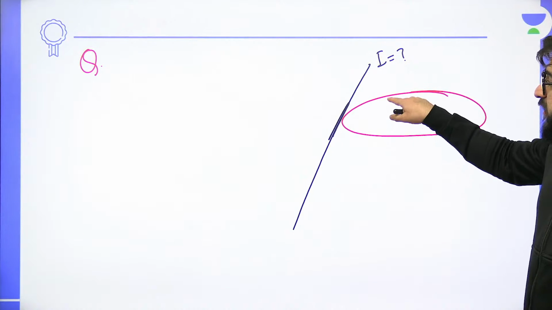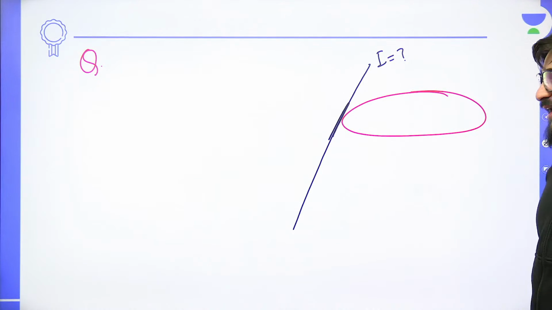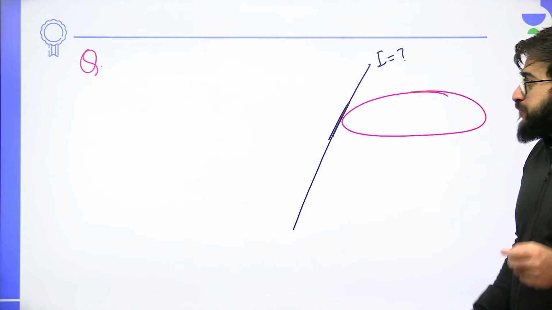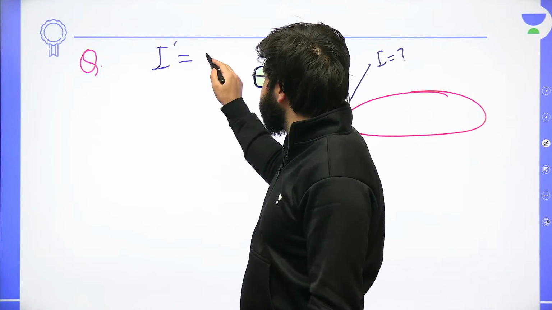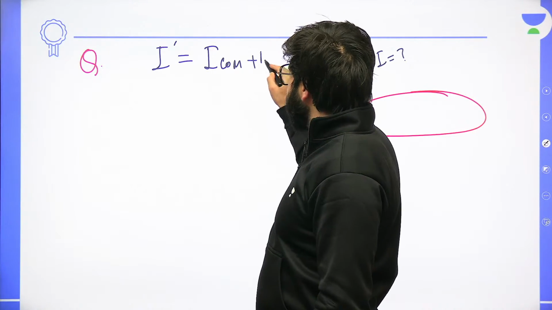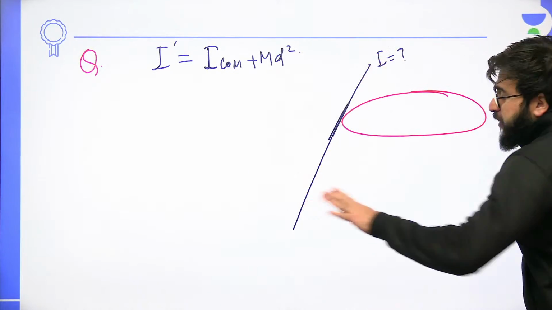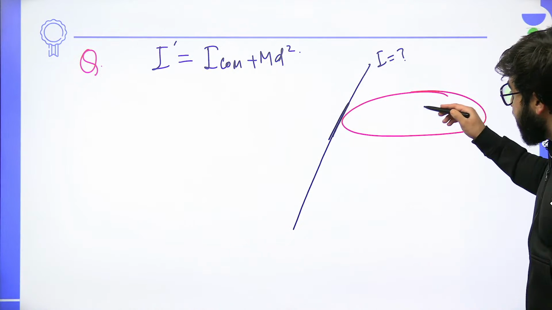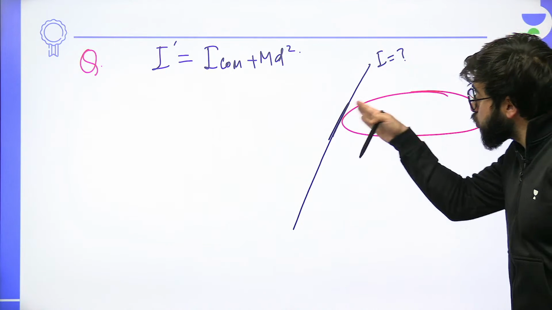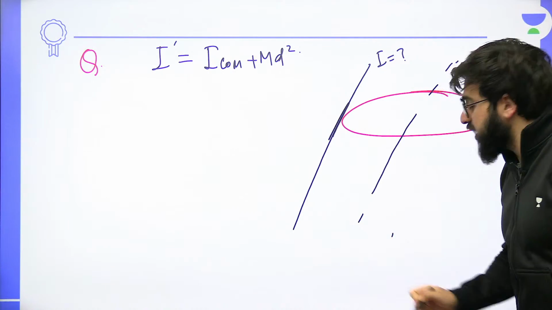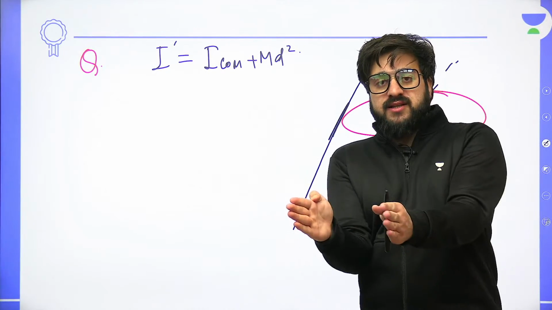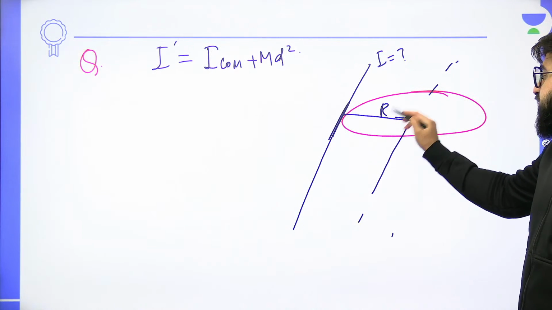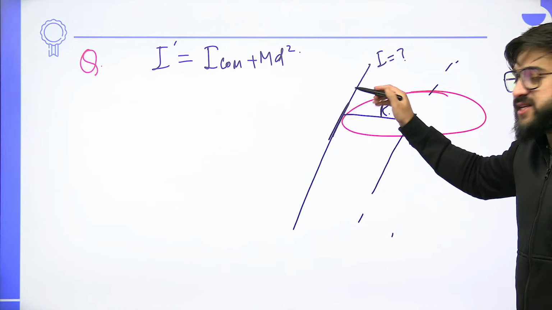Here, we will have to use both the perpendicular axis theorem as well as the parallel axis theorem. If we are supposed to use the parallel axis theorem, then it says I dash, about this axis, is equal to I_COM plus M D square. If you want to find the moment of inertia about this axis, you should know the moment of inertia about an axis passing through its center of mass and parallel to this one. So it should be something like this. This is one axis, and this is the other axis passing through its center of mass, such that you know the perpendicular distance between these two. Say that is R, the radius of the disk, and this is the tangent.